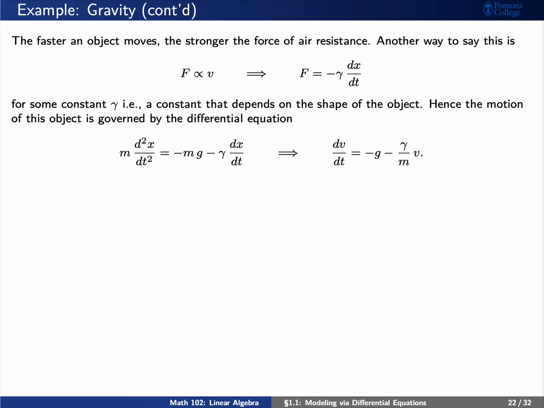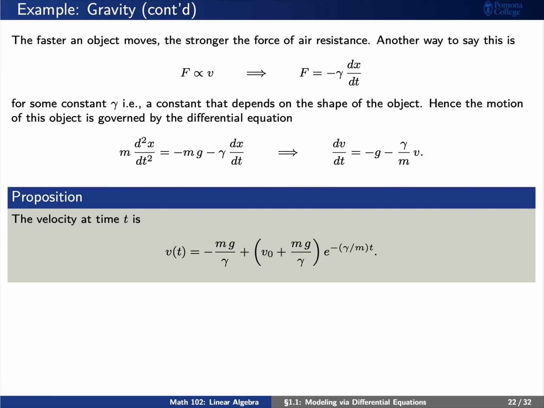Remember that g, gamma, and m are constants, and we'd like to find this function v, which is the velocity as a function of time. Again, we'll ignore this for now, but we'll see later on in the course that there is a way in which we can solve this equation. We'll find that the velocity at time t is given by the expression that you see here on your screen.